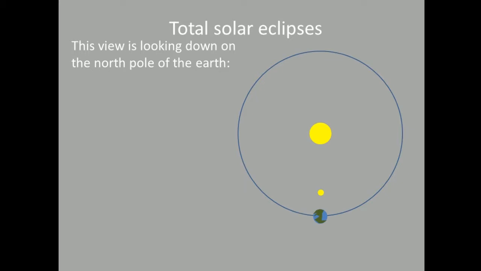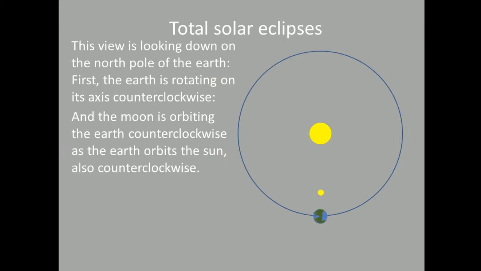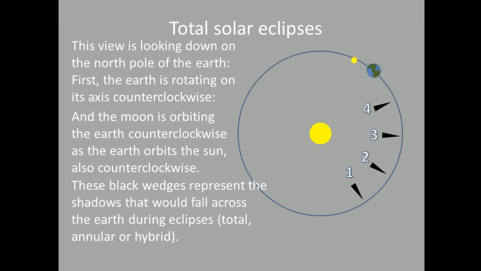This view is looking down on the north pole of the Earth. First, the Earth is rotating on its axis counterclockwise, and the moon is orbiting the Earth counterclockwise, as the Earth orbits the sun, also counterclockwise. These black wedges represent the shadows that would fall across the Earth during eclipses, total, annular, or hybrid. And you can see they occur about every month, or you would think they would.